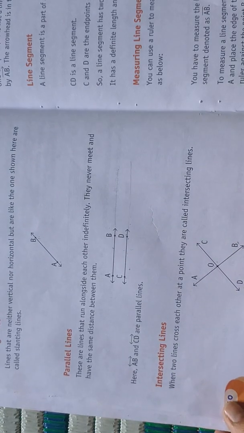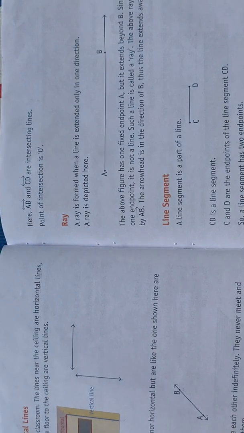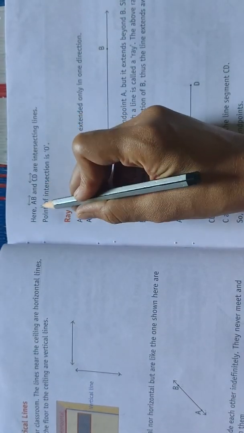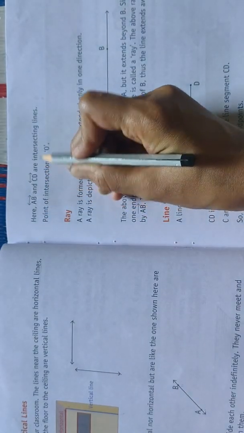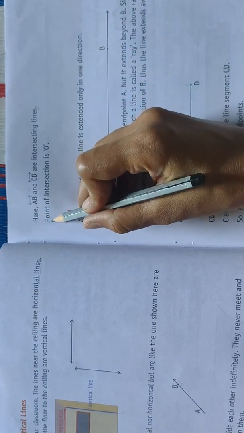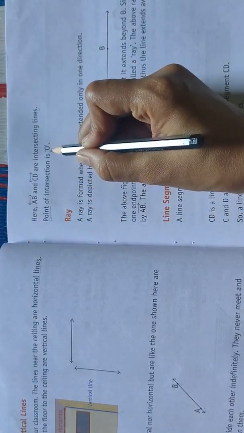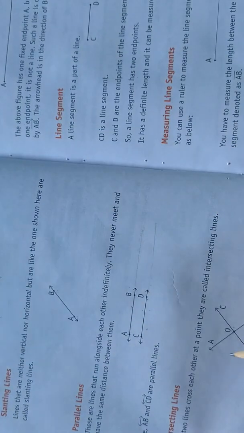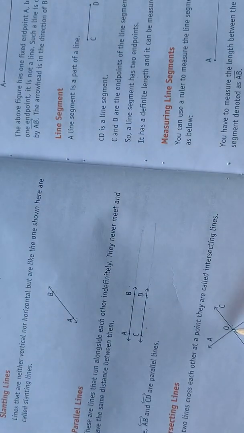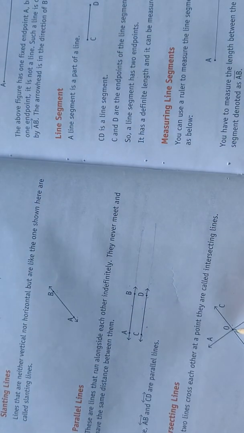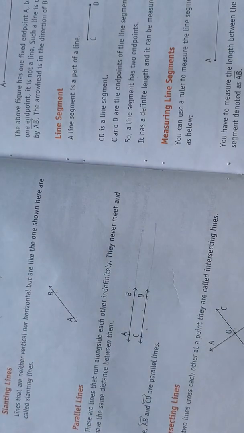Here line AB and line CD are intersecting lines and they meet at the point of intersection, which is what? O. They meet at point O. So that will become your point of intersection. Point of intersection. Name is what? O.